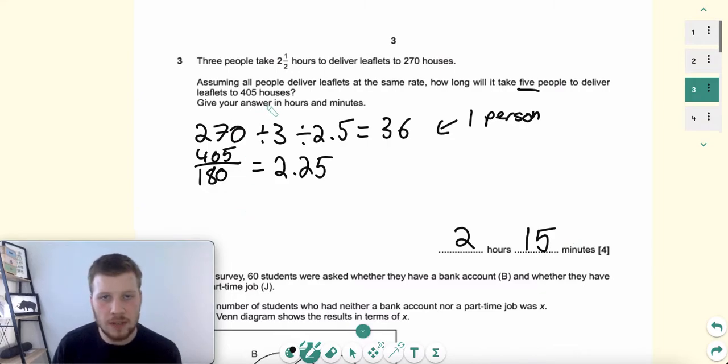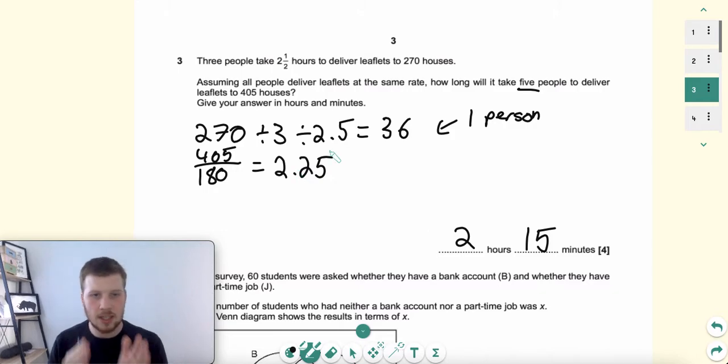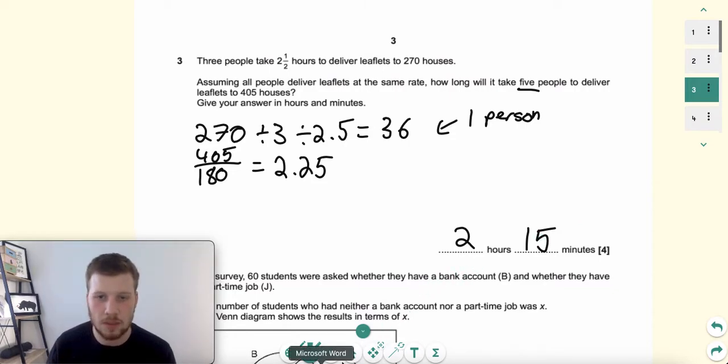It's important to note that if it says give your answer in hours and minutes, if you do a correct conversion from a decimal into a time of hours and minutes, you're going to get a mark regardless of whether that is the correct answer or not.